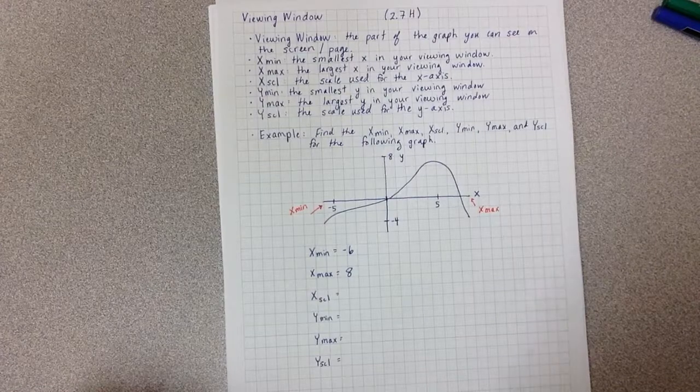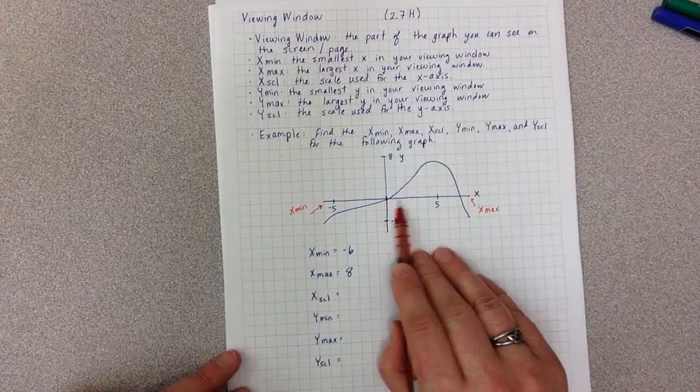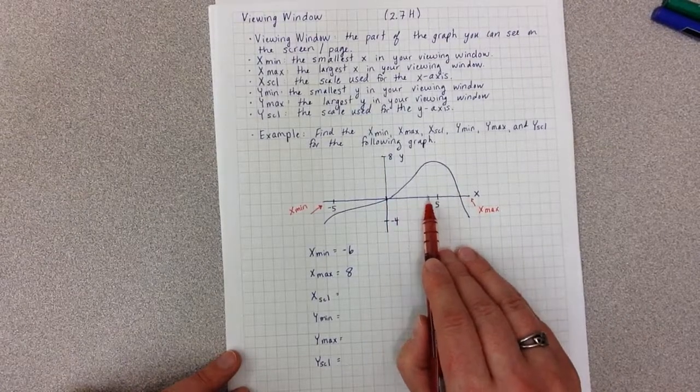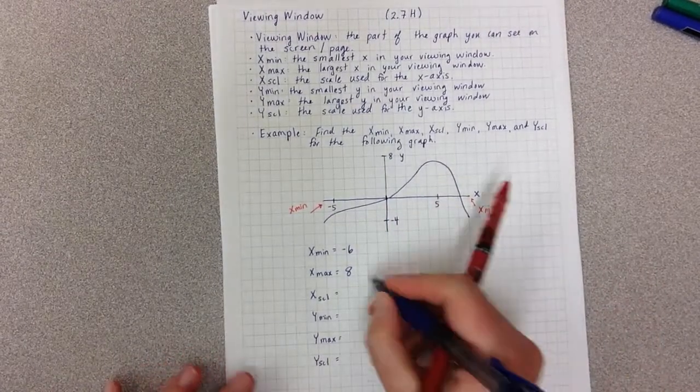The scale on our x-axis: if I count to get from here to 5, I would count 1, 2, 3, 4, 5. So that scale is 1.